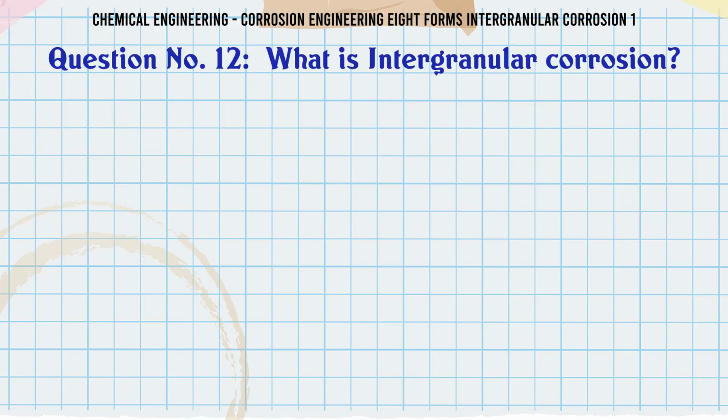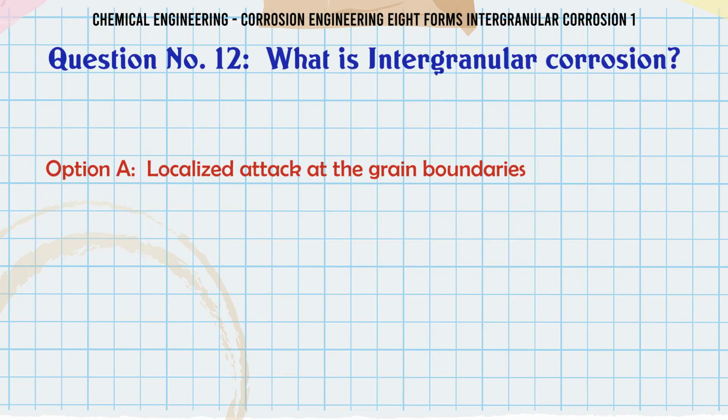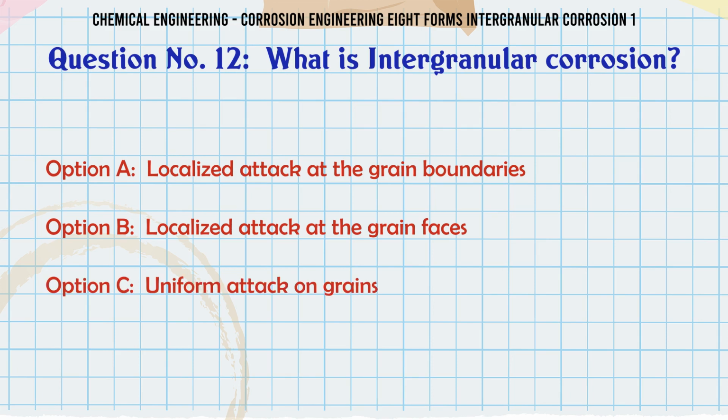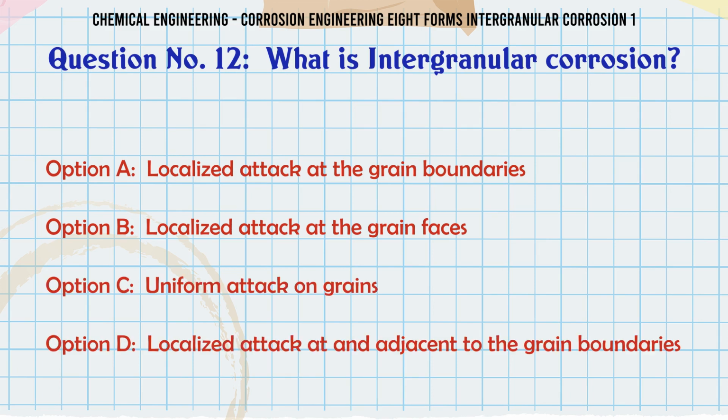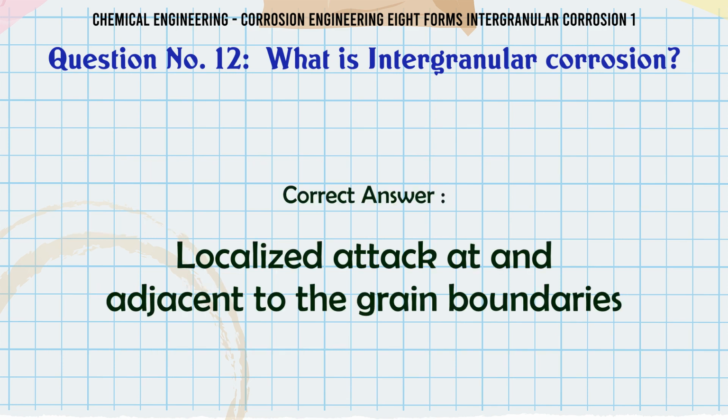What is intergranular corrosion? A. Localized attack at the grain boundaries. B. Localized attack at the grain faces. C. Uniform attack on grains. D. Localized attack at and adjacent to the grain boundaries. The correct answer is localized attack at and adjacent to the grain boundaries.